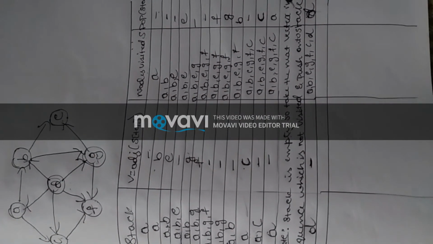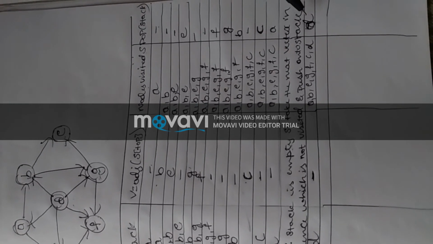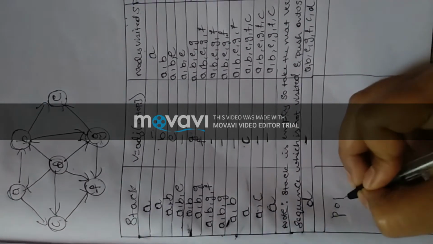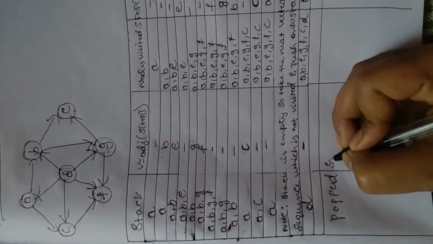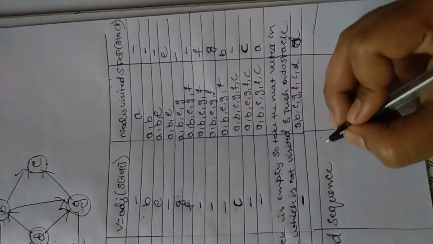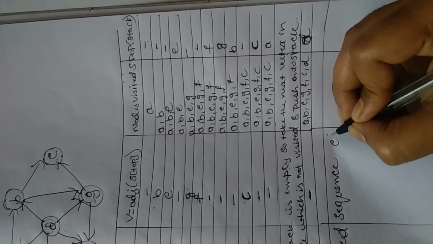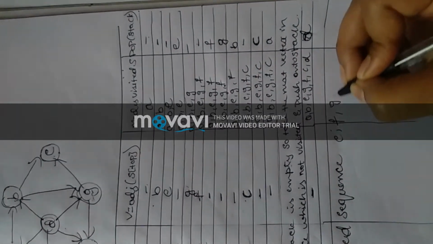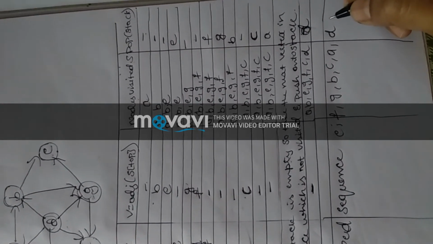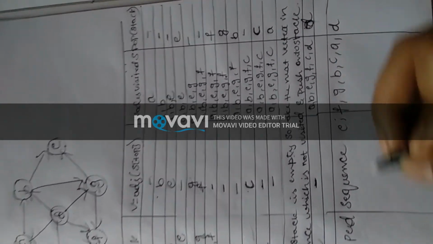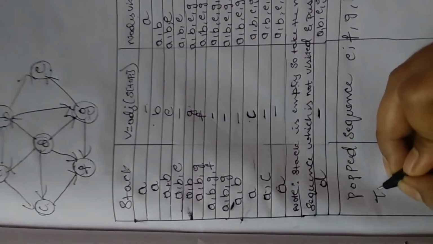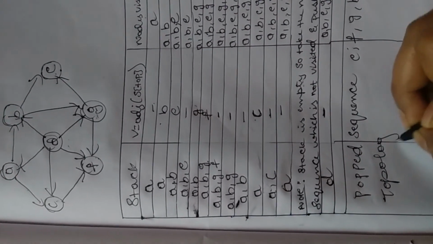The pop sequence. This is not your topological sorting order. This is your popped sequence. Okay. What is the popped sequence? E, then F, then G, B, C, A and then D. Topological order means from reverse you have to write. That is the topological order of your graph.